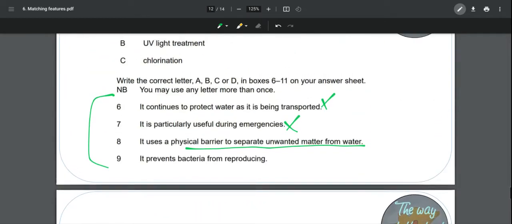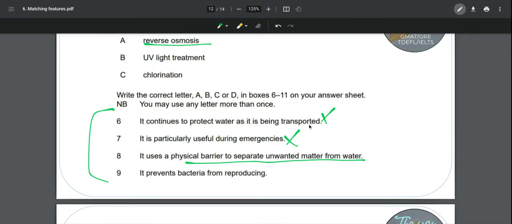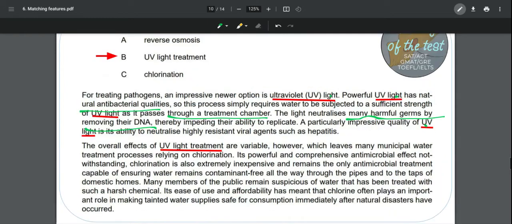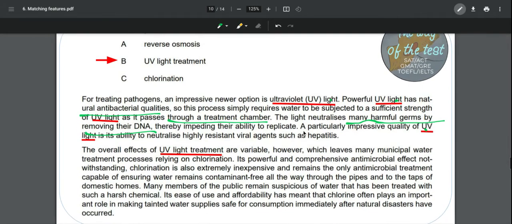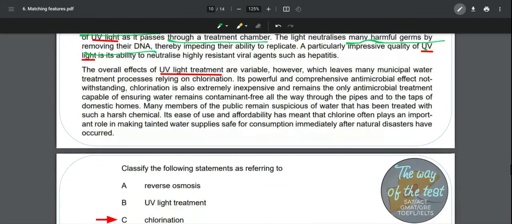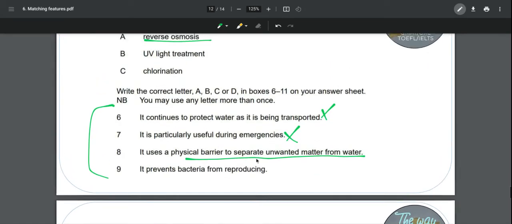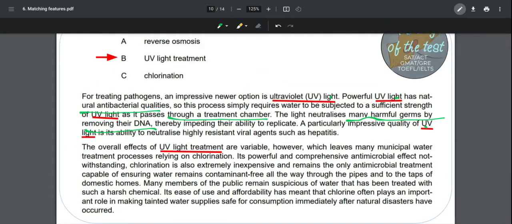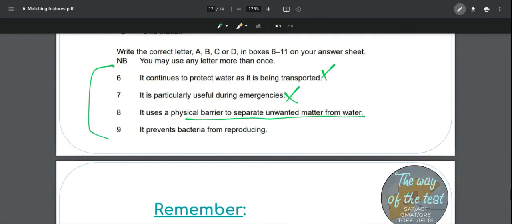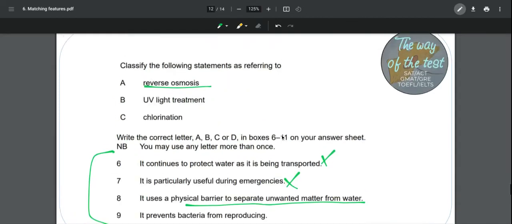Again, if you have predicted, then good. Does it talk about transportation? Does it talk about emergencies? Does it talk about bacteria reproducing? So we go here. Does it talk anything about transportation? We don't find any mention of transportation. Does it talk anything about emergencies? It doesn't say anything about emergencies. Remember, it has to be there: either the word emergency or something that means an emergency. And it's not there.